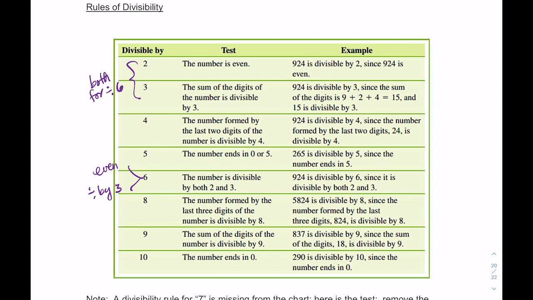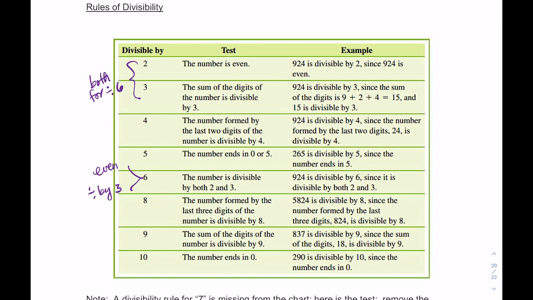To tell whether a number is divisible by 8, check if the last 3 digits of the number are divisible by 8. So if we take this number and divide 824 by 8, 8 goes into 8 one time, 8 goes into 24 3 times. So since the last 3 numbers are divisible by 8, the whole number would be divisible by 8.